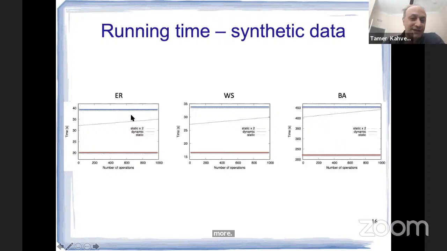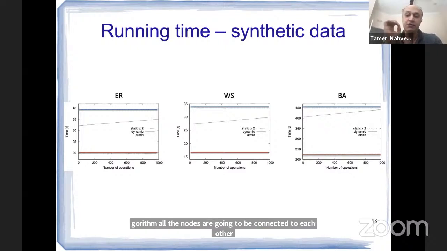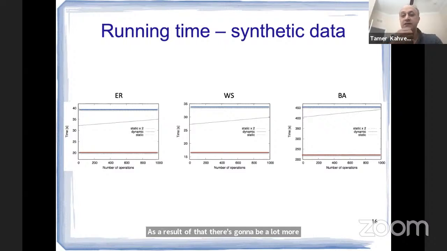So the cost you see at Barabási-Albert is slightly more, relative to the red and blue lines, than for the Erdős-Rényi and Watts-Strogatz models. And this is happening because in the Barabási-Albert model, the nodes are going to be well connected to each other. There are going to be some hubs. As a result of that, there are going to be a lot more instances of motifs in the target network of the same size under this model than the other two models. But nevertheless, we can calculate the motif count for 1,000 steps and still spend less time than calculating it only twice.